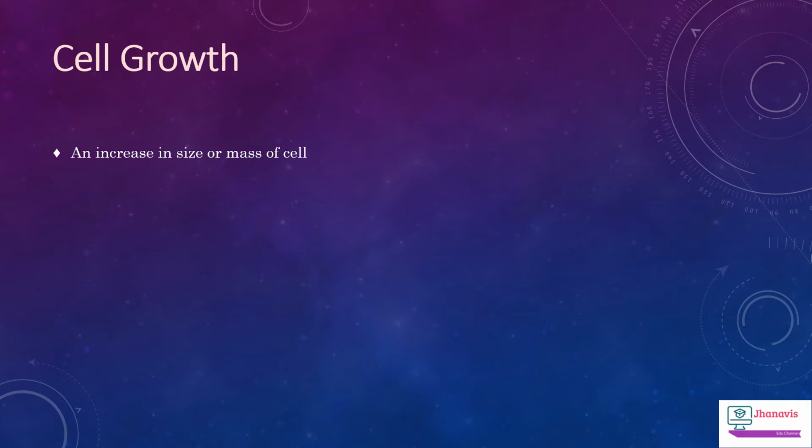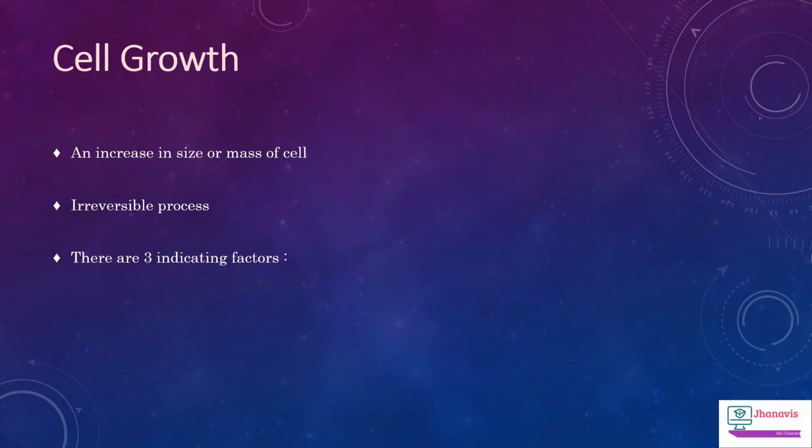Cell growth. What is cell growth? Cell growth is nothing but an increase in the size or the mass of a cell, and it is called an irreversible process. What is the meaning of irreversible process? The process which cannot be reversed. That means once a cell increases in its size or mass, you cannot reverse it back. You cannot reduce the size of a cell once it is increased. Hence we call it an irreversible process.